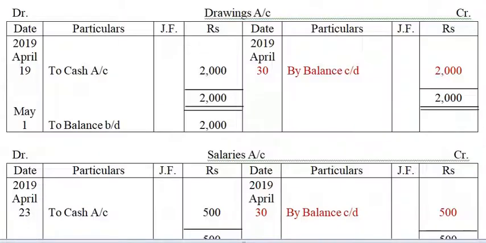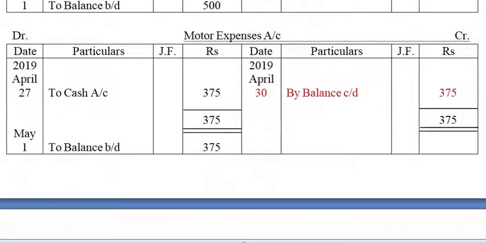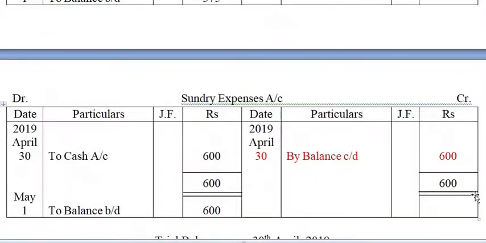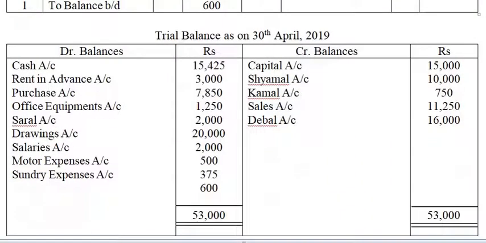Okay. So, assuming that you have prepared the ledger accounts, all the ledger accounts, okay, 16 ledger accounts up to here, sundry expenses. Now, let me discuss the trial balance, how to prepare the trial balance. So, what is trial balance, by the way? Trial balance is actually, as the name suggests, trial.